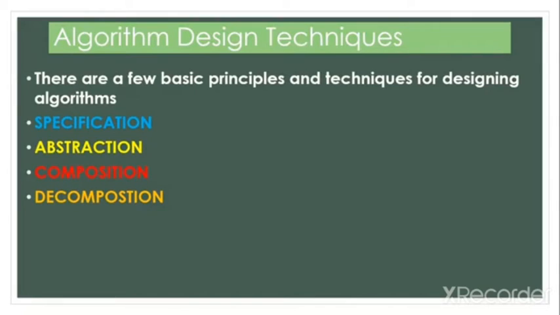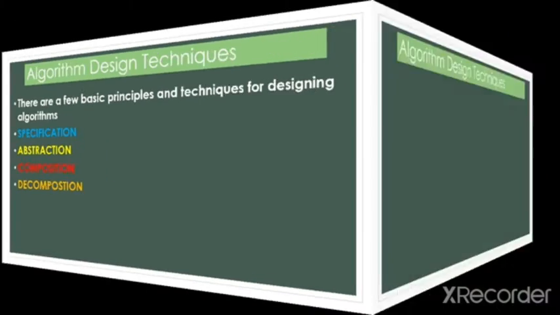Algorithm design techniques. There are a few basic principles and techniques for designing an algorithm. What is an algorithm? A sequence of instructions is called an algorithm. While designing these instructions, we must follow a few techniques. So what are these? Specification, abstraction, composition and decomposition. Let's discuss a brief explanation of each topic here.